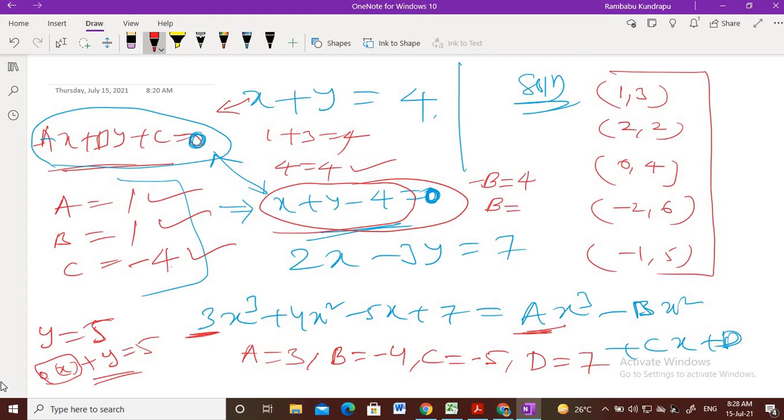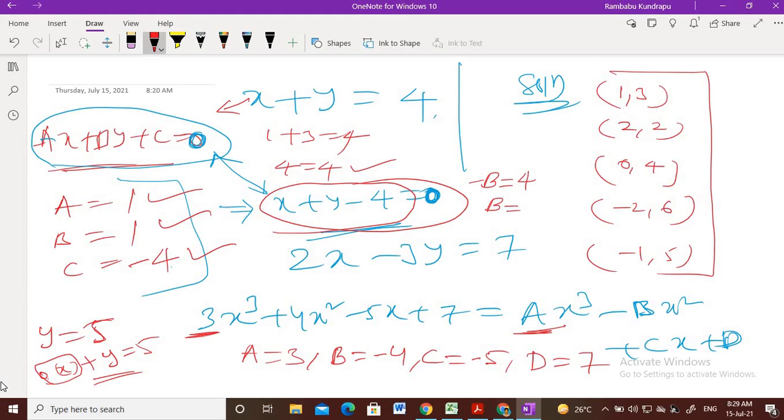Already yesterday I have explained, this is parallel to which axis? The graph of y is equal to 5 is parallel to which axis? X-axis. So if the graph of y is equal to 5 is parallel to the x-axis, that means it is intersecting only the y-axis. This equation never intersects the x-axis because x values are not there. Simply the x variable is not there.